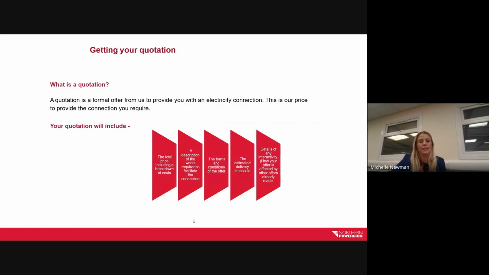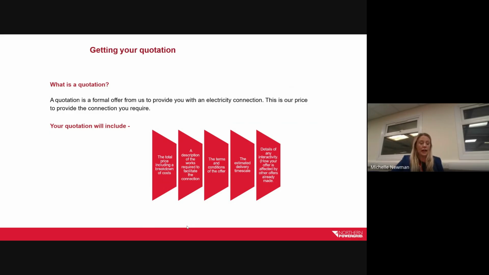Next slide, please. So once you're ready to make your quotation or your budget estimate, the next few slides are going to go into a bit further detail of the actual process of that. So what is the quotation itself? The quotation is basically a formal offer from Northern Powergrid or from your ICP to provide you with an electrical connection. This is the price to provide that connection that you need.